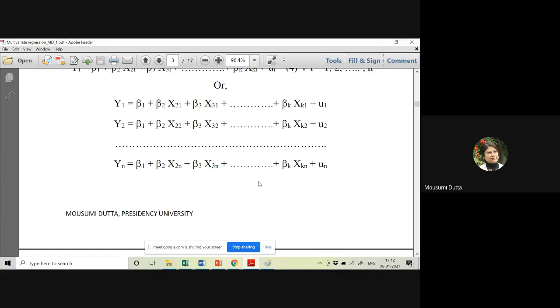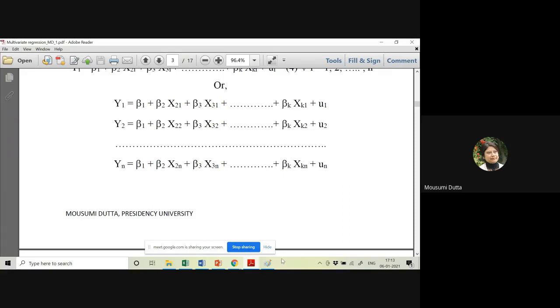So the four arguments at this point are: first, cov xu is equal to 0. Second, rank of x is equal to k. Third, k should be less than n. Thus we are ensuring linearity of the structure, the solvability of the parameters, and also the feasibility condition.